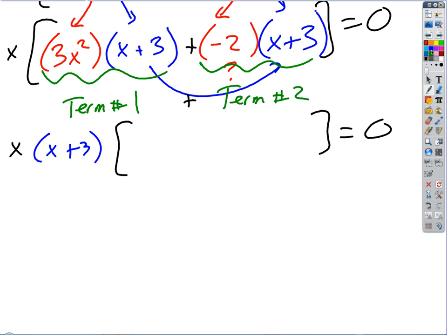Okay. So the first term gives us a 3x squared, and then plus negative 2 I could just write as minus 2. How did the x plus 3 get on the half side?